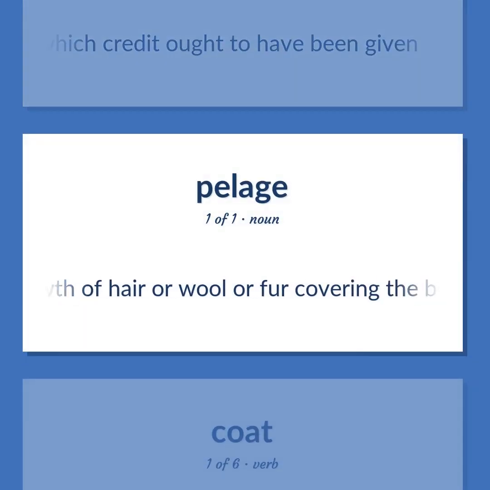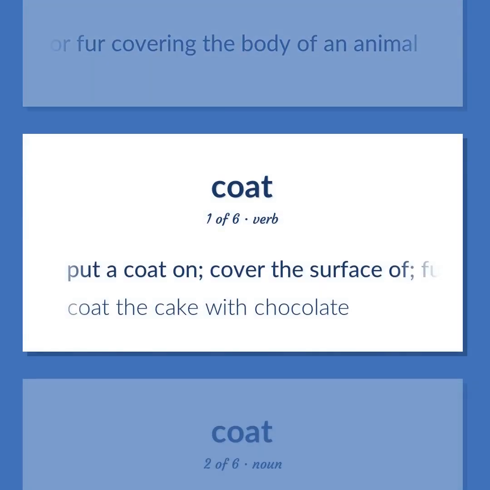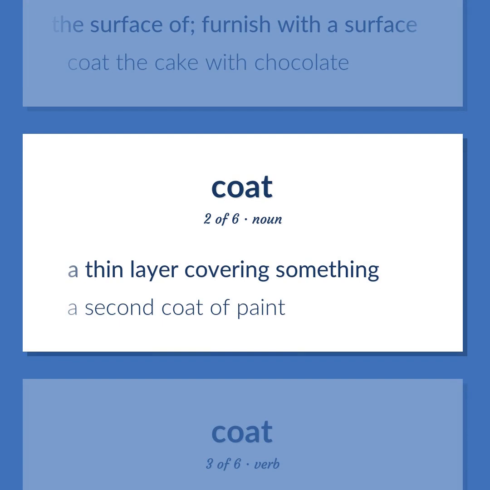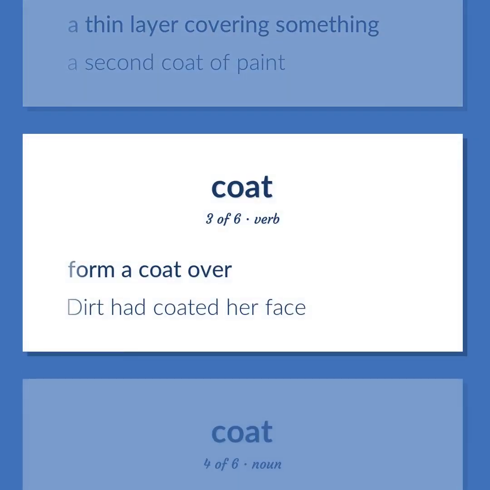Growth of hair or wool or fur covering the body of an animal. Put a coat on. Cover the surface of. Furnish with a surface. Coat the cake with chocolate. A thin layer covering something. A second coat of paint. Form a coat over. Dirt had coated her face.